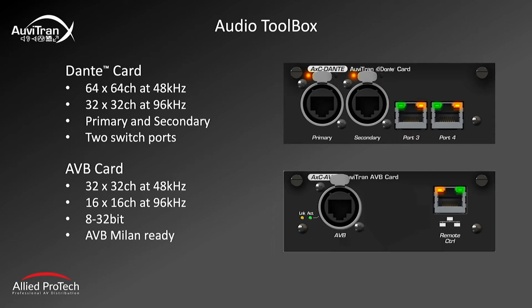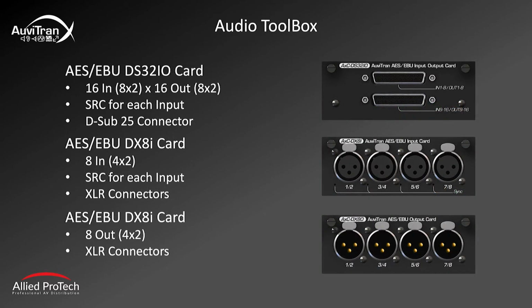AuviTran's AVB card can handle up to 32 inputs and 32 outputs at 48 kHz, or 16 in each direction at 96K. Here's our three AES cards. First we have the 16 in, 16 out, or 8 by 2 channels in and 8 by 2 channels out. All of these on D sub 25 pin connectors, which gives us quite a lot of I/O density on a small panel. Next we have our 8 channel input card on XLR, and finally our 8 output channel also on XLR.